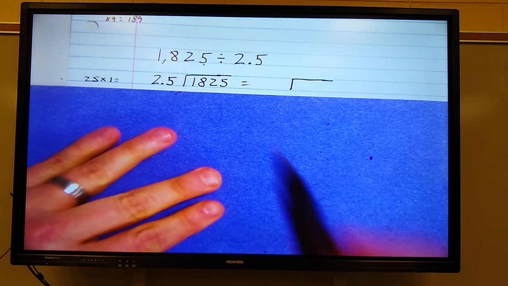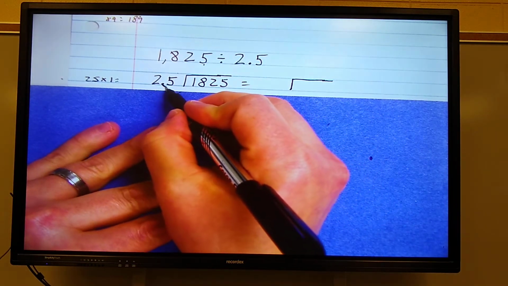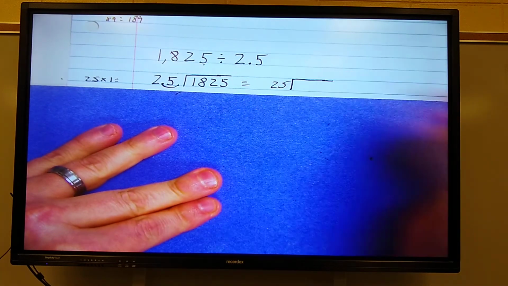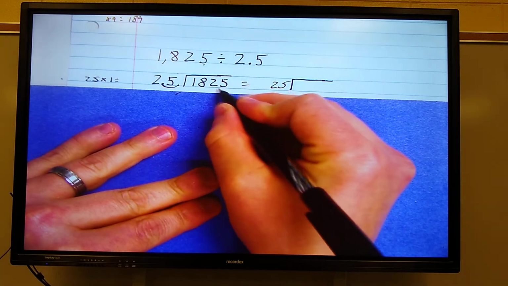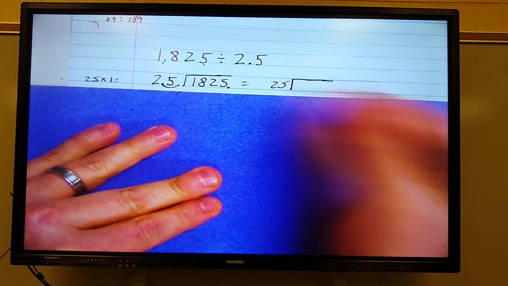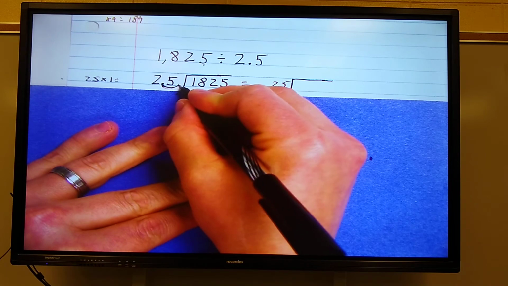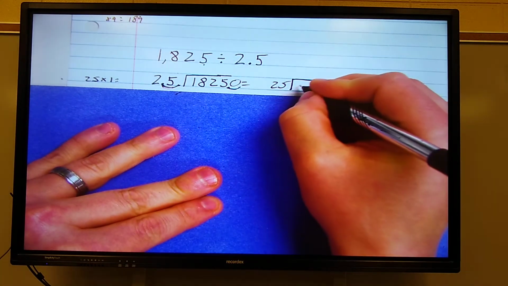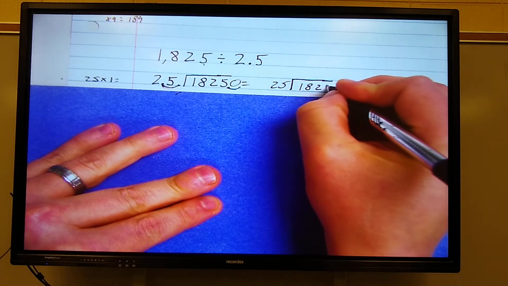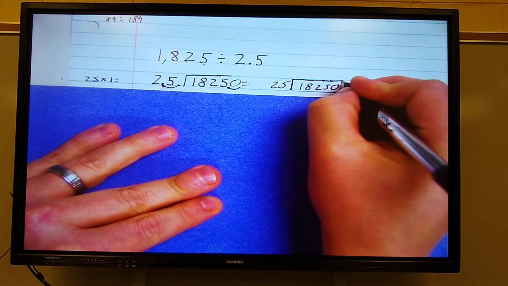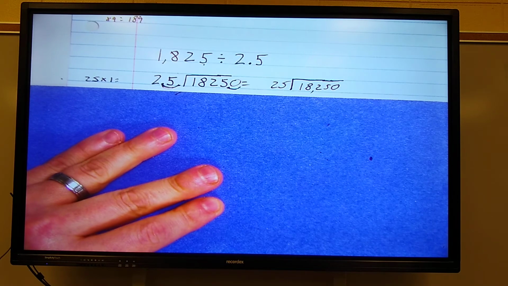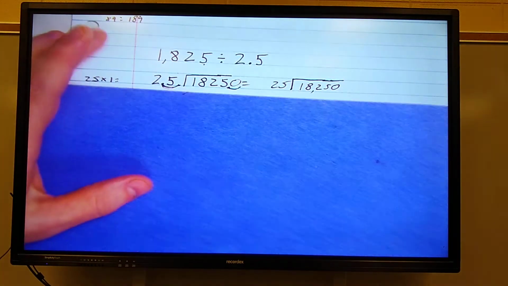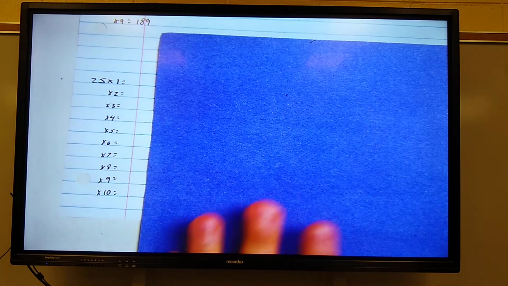All right. I have a decimal here. I had to move it over one time to get rid of it. My new divisor is 25. Now, this is the one place right here, so that means my decimal is right there. I moved it one time here. I must move it one time here. Put a 0 as a placeholder. So 18250. My dividend is 18,250.